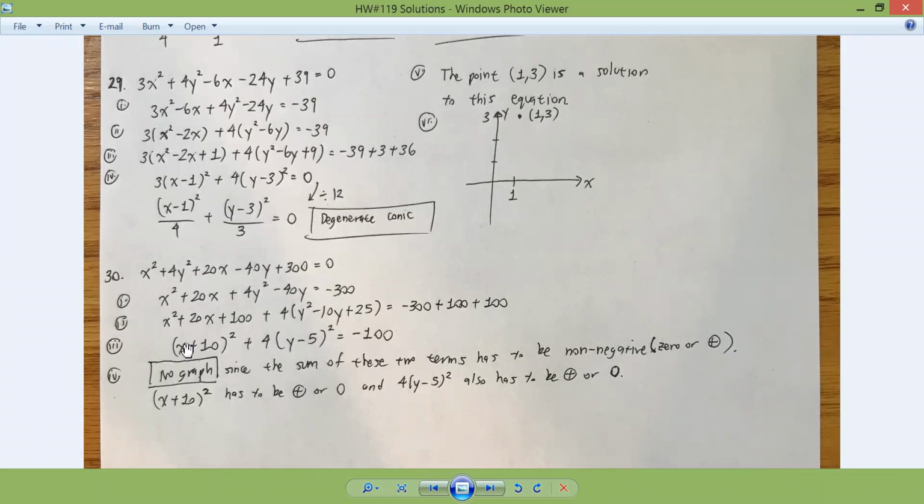Because the lowest value that this x plus 10 squared can be, this is a parabola, right? The lowest value that this can be is 0, because if you plug in x is negative 10, that'll be the vertex, or the x-coordinate of the vertex. And then you get negative 10 comma 0, right? And then for this expression, 4 times y minus 5 squared, the lowest value that can also be is 0. Okay, all right. So yeah, this is not going to have a graph since there are no coordinates that satisfy this equation. The sum of these two terms has to be non-negative. It has to be 0 or positive. Okay.